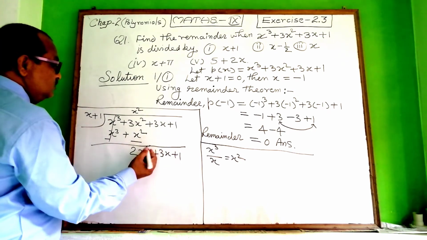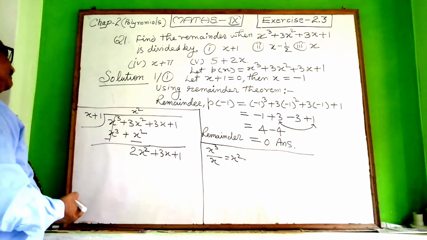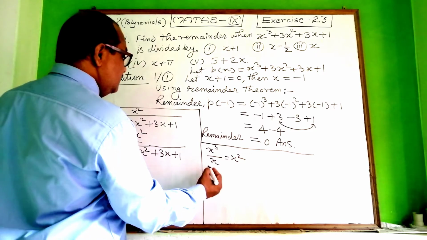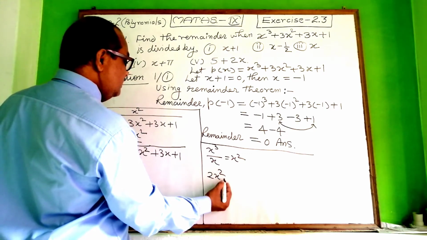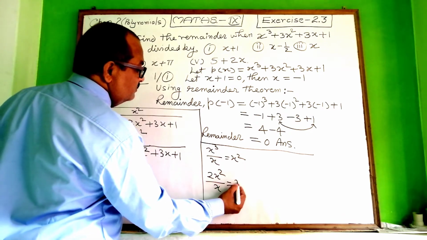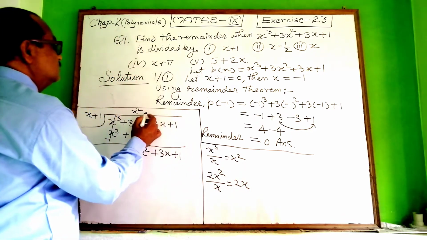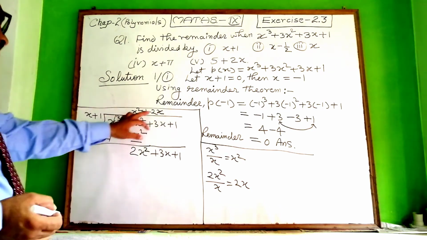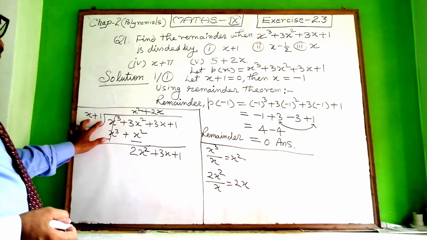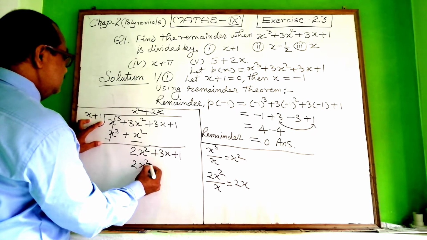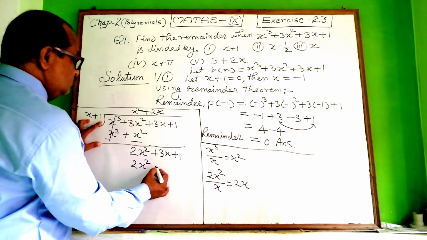Students you can see that for finding the second term of the quotient, 2x square is divided by the first term of this divisor, so it will be 2x. So you can write here plus 2x. Now 2x will be multiplied with these two terms, and what product you get you write here, 2x square plus 2x.